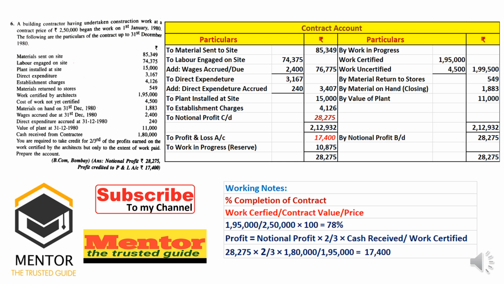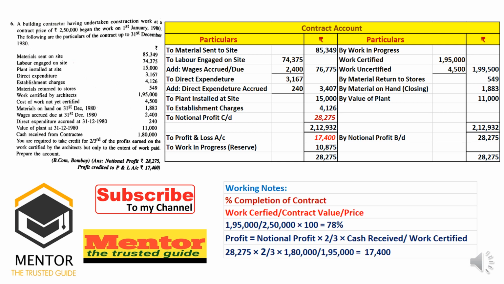Plant installed at site. In this question we have been given 2 values of the plant, opening value as well as closing value. The opening value is 15,000 and the closing value is 11,000, which we have written on the credit side of the contract account. Then establishment expenses. In this way we calculated the notional profit as 28,275. Work certified and uncertified are both directly given. We need not calculate work certified even. Then percentage of completion, when you see, it is 78%.